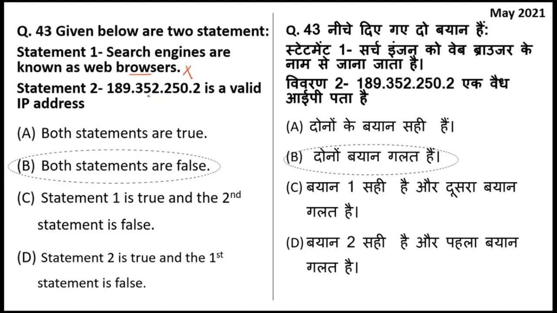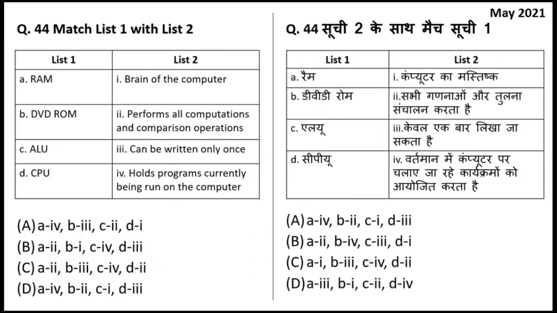If you look at the second statement, why am I saying that this is a false statement? Because whenever you see an IP address, all these numbers have to be in the range from 0 to 255. It cannot be more than 255. If it is more than 255, that IP address is invalid. Because all the numbers should be in the range of 0 to 255, one number is wrong, that is why this IP address is invalid. So both statements are false.